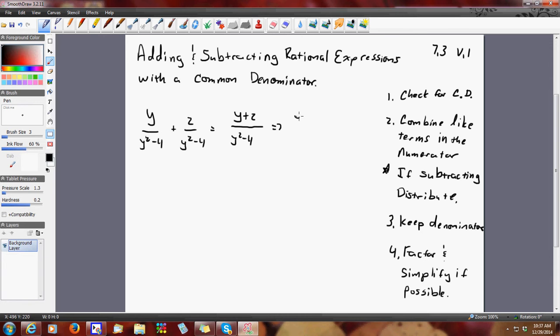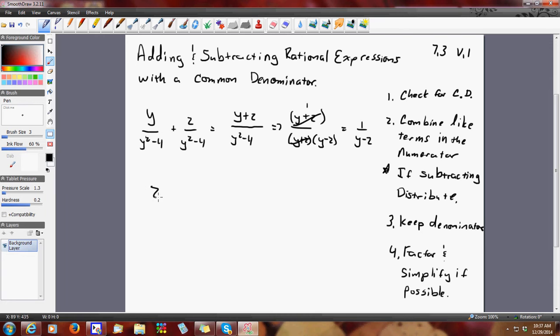So I can't factor the numerator because it's already factored, but I can factor the denominator. And when I do that, I get y plus 2 times y minus 2, because it's the difference of perfect squares. And now I'm going to simplify. Those are going to cancel out, and I'm left with 1 over y minus 2.